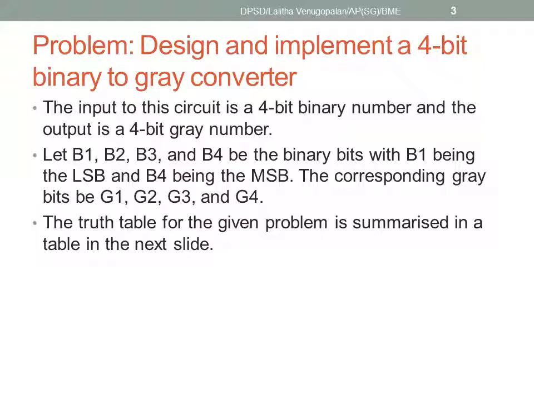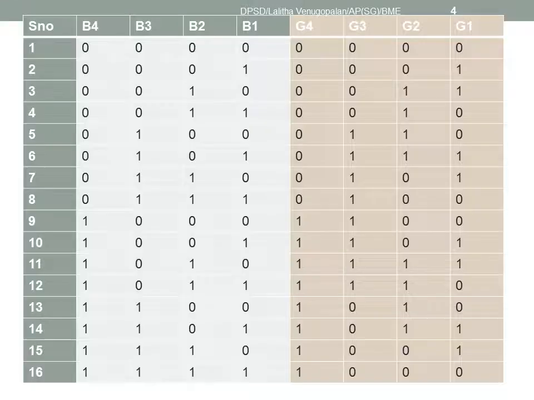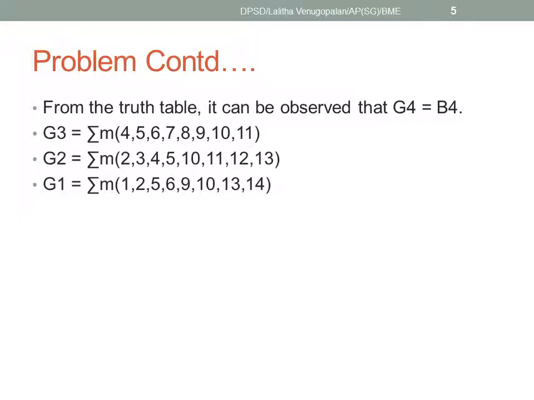The next step would be to write the truth table. I have written the binary from 0 to 15 because it's a 4-bit design, and then I have written the corresponding gray bits by the method that I mentioned earlier in the slide. From the truth table, it can be observed that G4 is the same as B4, which makes sense because we are taking the most significant bit as it is.